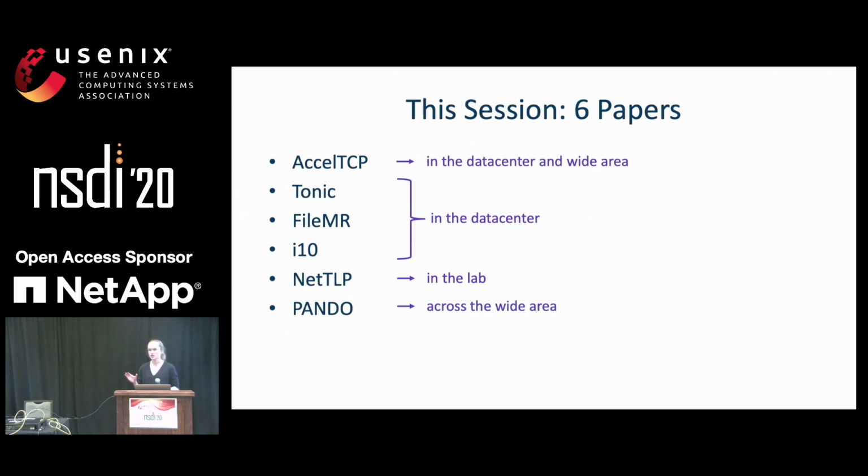So I'm going to start by talking about the first 4 papers together because they all have similar motivations because they all apply to the data center. And then I'll talk about the last 2 a little bit separately. There are a couple of big trends that have been impacting data centers in recent years.